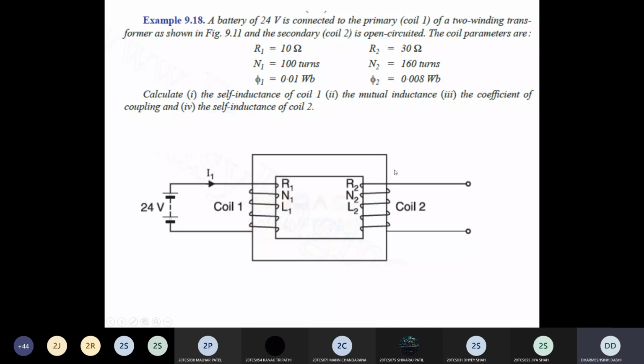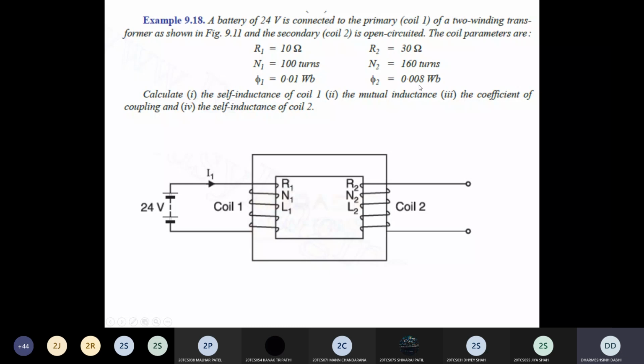If K is equal to 1, it means what? Whatever flux is produced in coil number 1, all the flux links with coil number 2. So suppose phi 1 is given as 0.01, and phi 2 is given the same 0.01. It means all the flux of coil 1 is linked with coil 2. So the coefficient of coupling is 1. It means 100% coupling between coil 1 and 2. But here the flux coupling is 0.008.